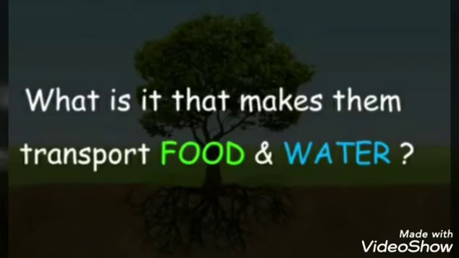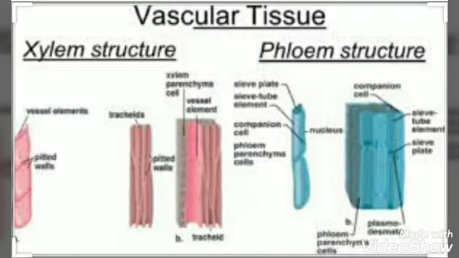So what is it that makes them transport food and water to the entire plant body? Children, they have a specialized form of tissue to carry out this function. This tissue is known as vascular tissue. Vascular means consisting of tubes. These tissues are nothing but the conducting or the transporting tissues in the plants.